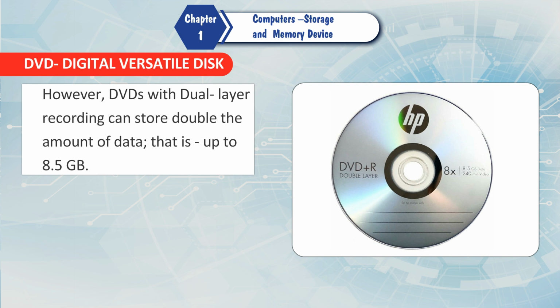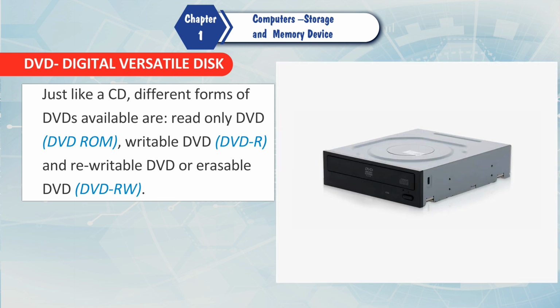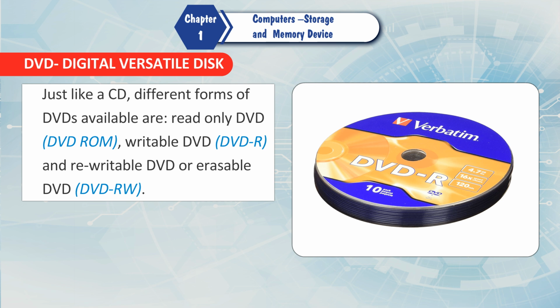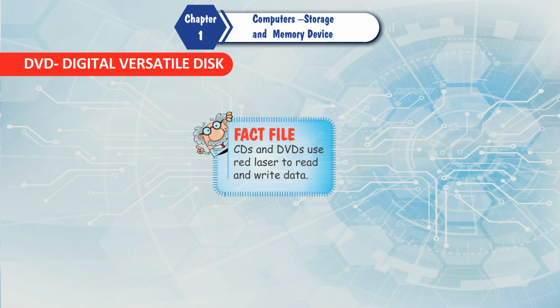However, DVDs with dual-layer recording can store double the amount of data, that is, up to 8.5 GB. Different forms of DVDs available are read-only DVD, DVD-ROM, writable DVD, DVD-R, and rewritable DVD or erasable DVD, DVD-RW. Fact file: CDs and DVDs use a red laser to read and write data.